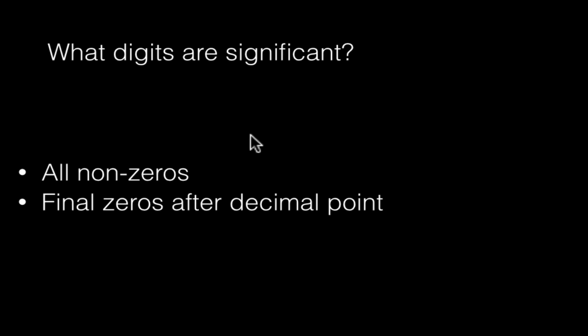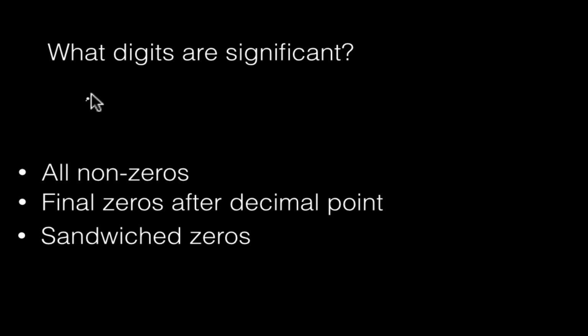The next rule, I kind of like to call it sandwiched zeros. So if they're in between non-zeros, then they are also significant. Examples of this one, if we had 208, so we have 2 and 8 that are non-zeros. Right here in the middle, we have a sandwich zero, so it is also significant. So we would have 3 in this case, 3 significant digits for that number.